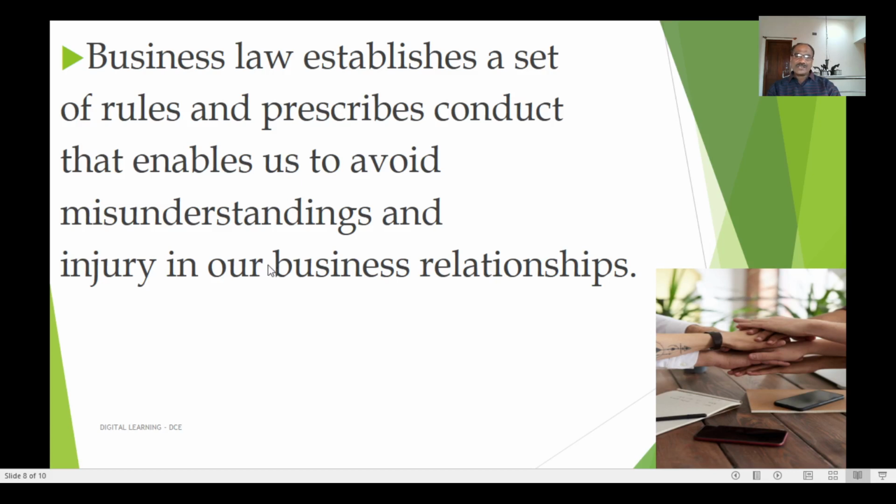Otherwise you will face many difficulties, because success is very important for all business people, and it is possible provided business people observe the laws relating to business, and not only business people, even the public should follow the law relating to business activities. Then only will our business become more successful.